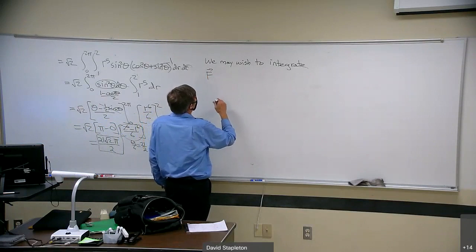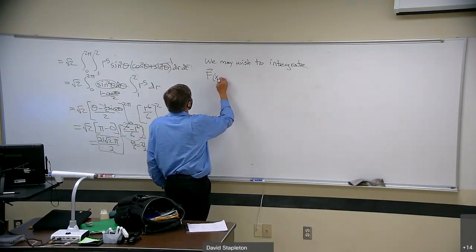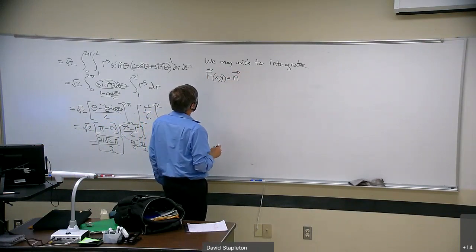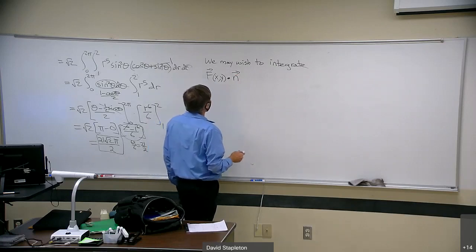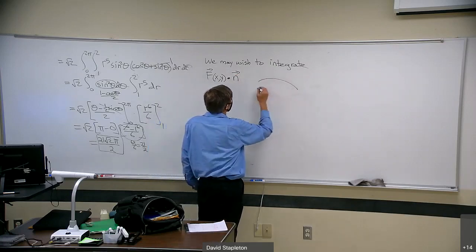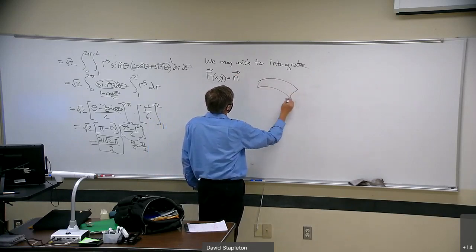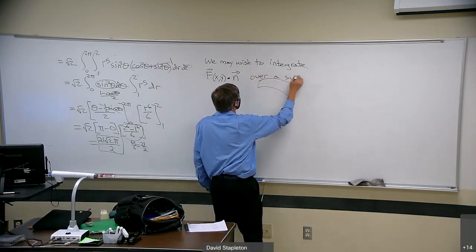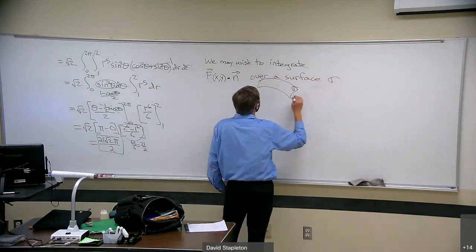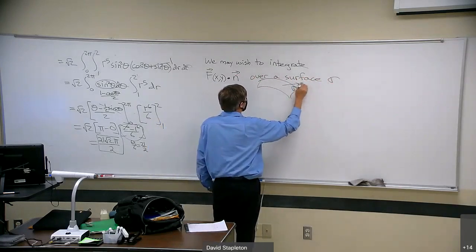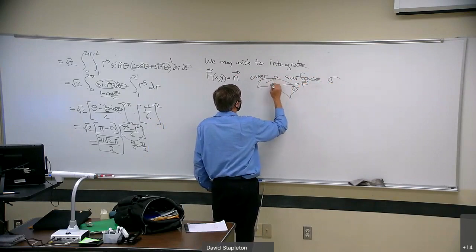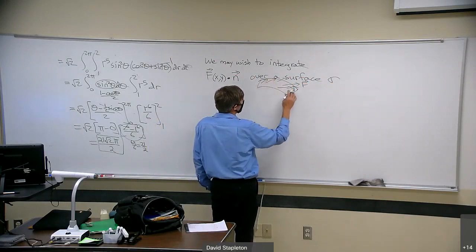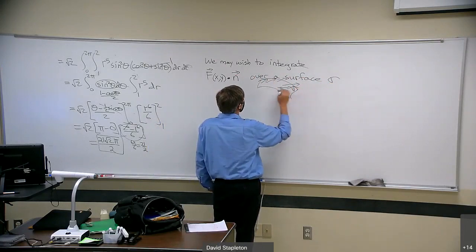All right, so we may wish to integrate F of x, y dot a unit normal vector. Why would we want to do that? This is this kind of a thing. If you've got a vector field and a surface sigma, suppose F is the velocity field of a fluid or something, and so these are vectors from the velocity field coming out through the surface.